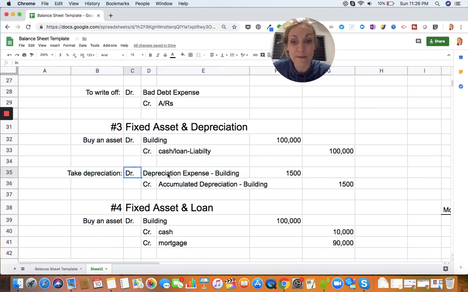So that entry is debit depreciation expense for the asset, credit accumulated depreciation for the asset. I know you can want to credit the building, right, to offset that, but we don't do that. We track it in this separate account so that we can see these important assets.